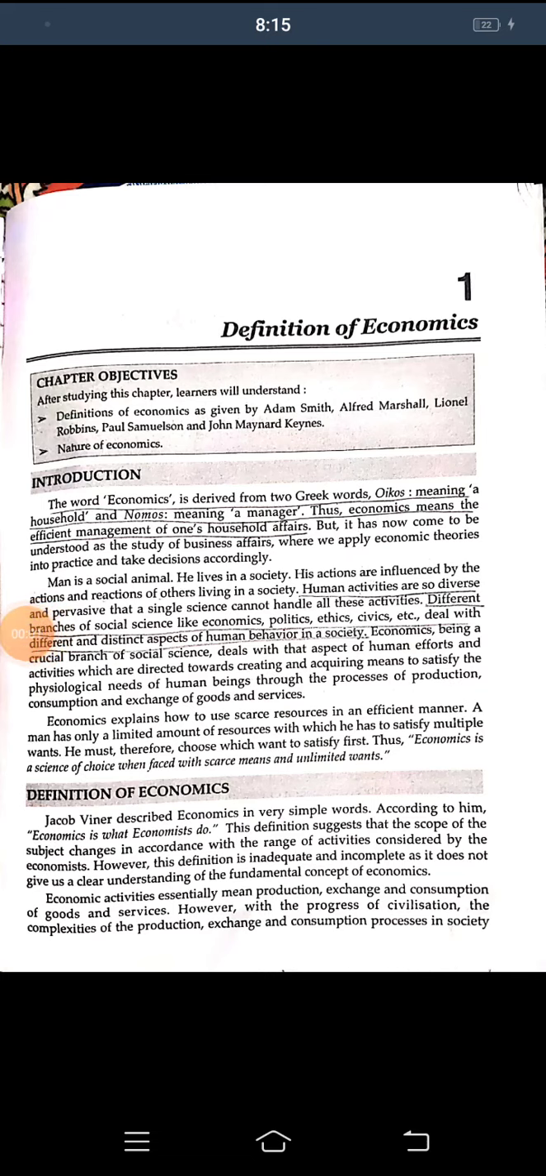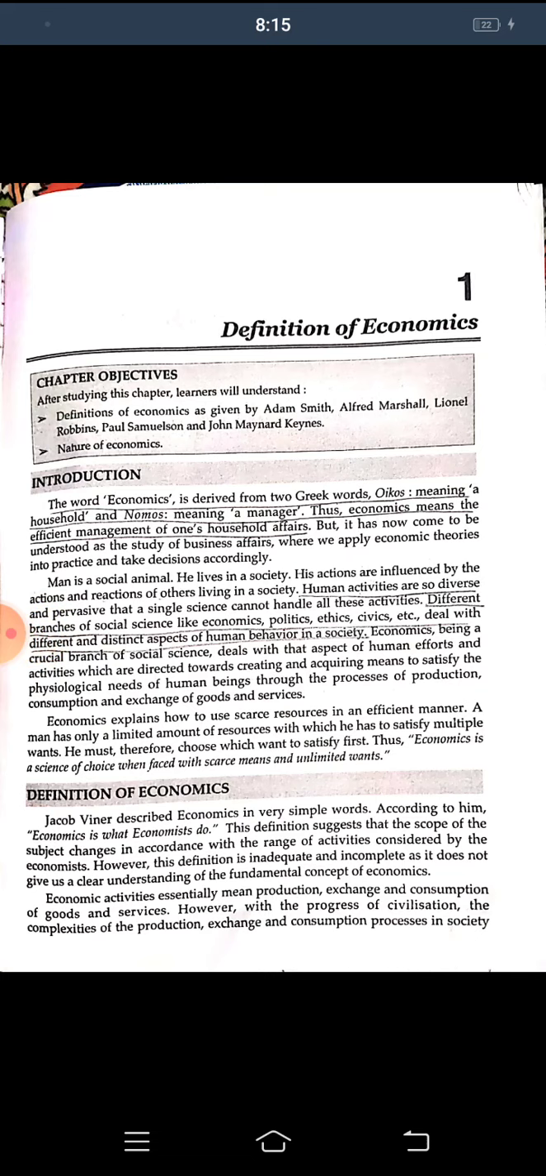Today we are going to study the first topic from your economics book, and the name of the chapter is Definition of Economics. In this chapter we are going to know the definitions of different great economists and the nature of economics. Nature of economics will be explained in the next video. Let us begin with the definition of economics.